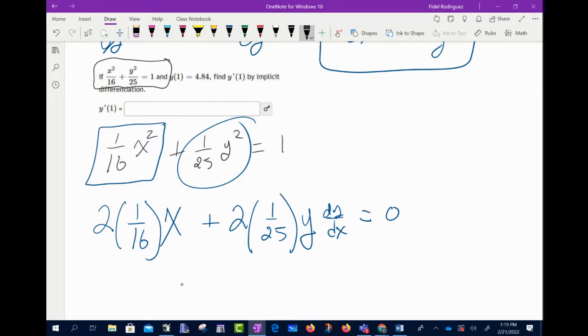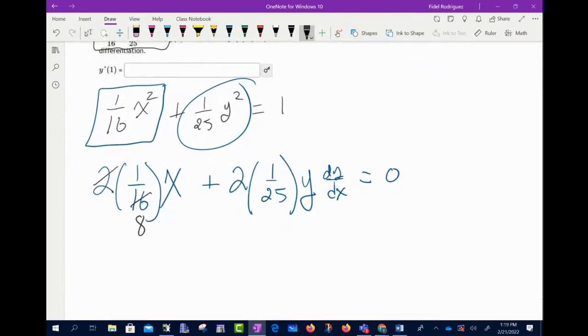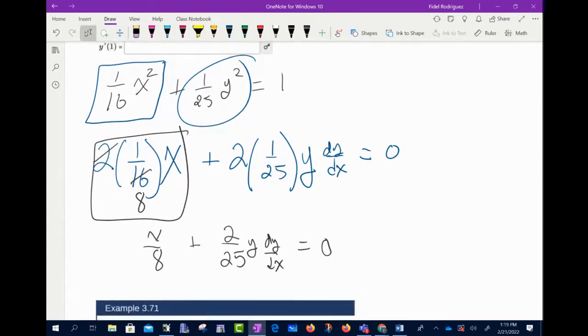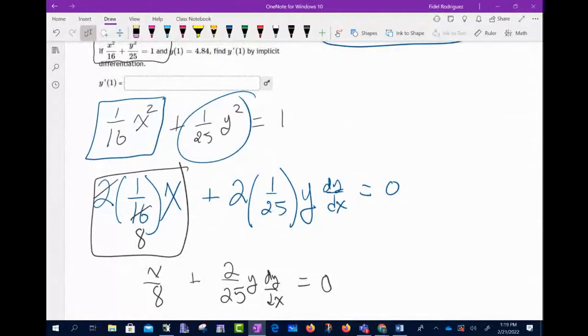Okay, now we're going to go slow. Now we're going to do some reducing. You agree that that will cancel with that and we'll have an 8 here? Okay. So let me ask you a question. Now that we've reduced the 2 and the 16, is it okay if I write this as x over 8? Okay. And then can I write this as, I can't really simplify it, 2 over 25 y times dy/dx equals 0? Or 2y, whatever you want to do.